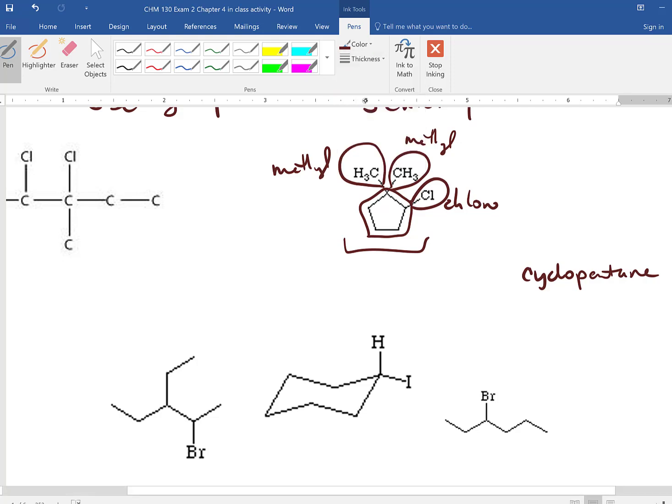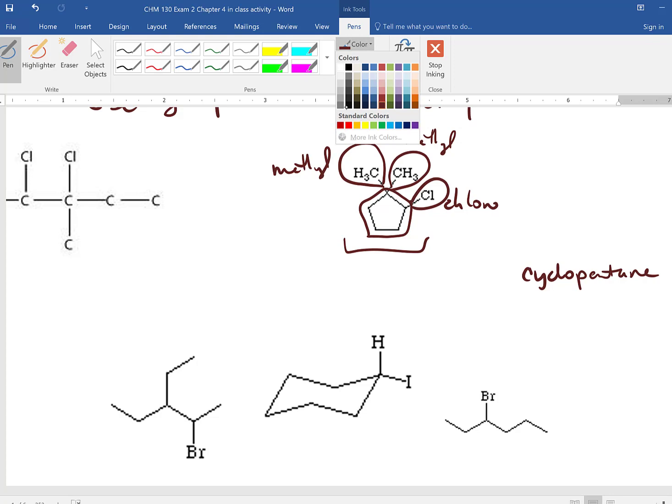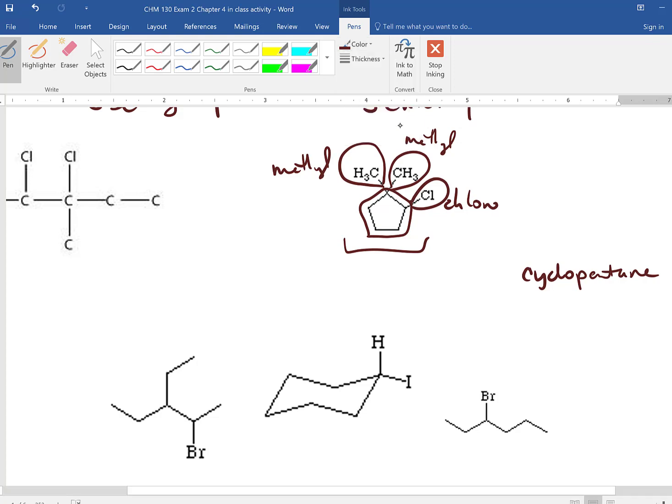So in trying to figure out the numbering, I'm going to number the ring, and I want the lowest number combination. So where would be the best place to start?